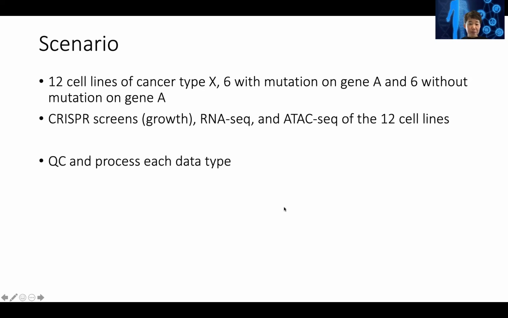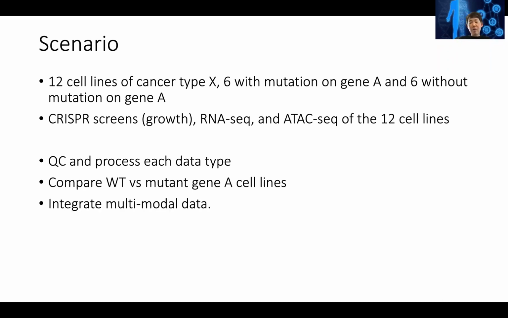I would say it's always the same. You start with QC and process each data type: CRISPR screens by itself, RNA-seq by itself, ATAC-seq by itself, right? So initially, you do your QC, you do your batch effect removal to make sure the data is usable. The second is to compare the wild type versus mutant cell lines. In terms of RNA-seq, is there differential expression? In terms of ATAC-seq, you compare the wild type with the mutation. The CRISPR screens, you compare the wild type with the mutation. So second is usually compare.